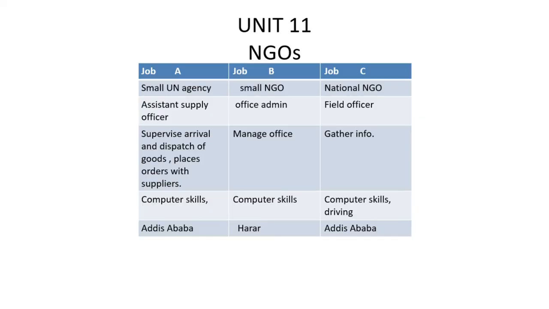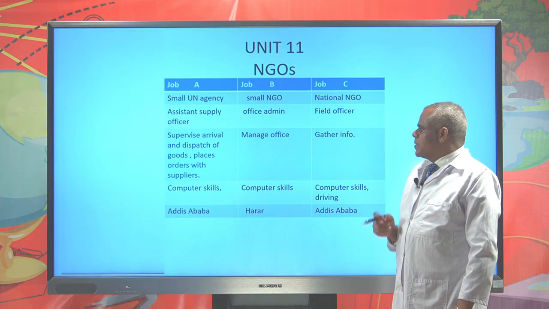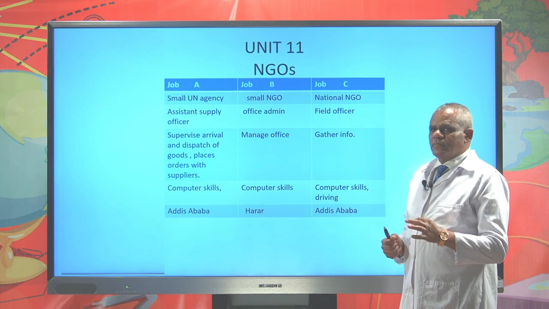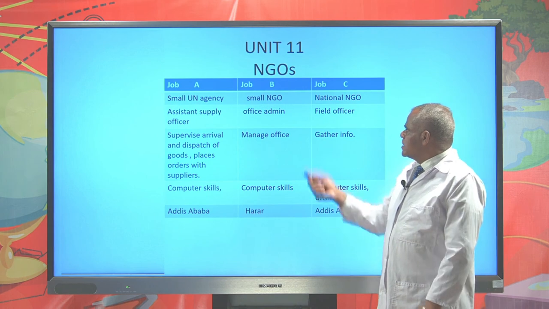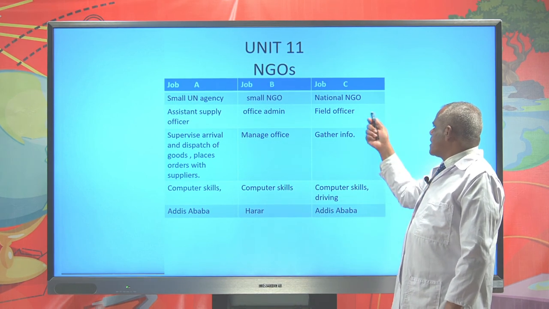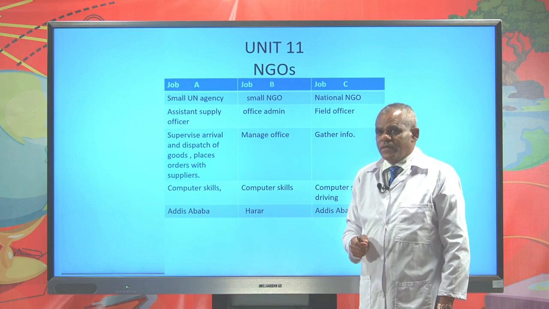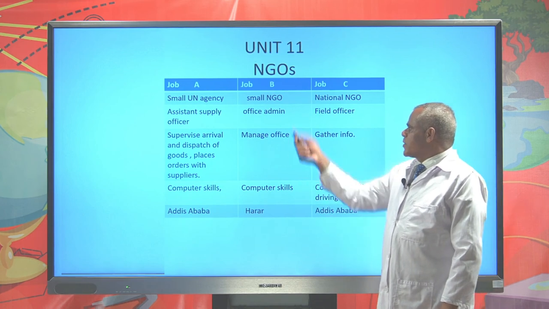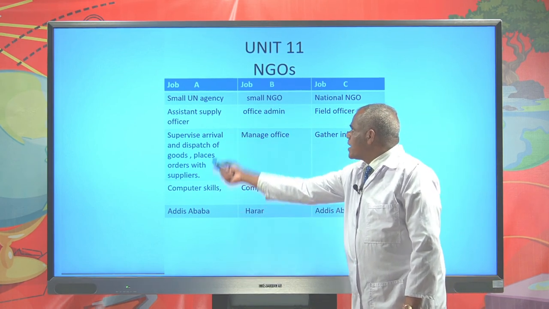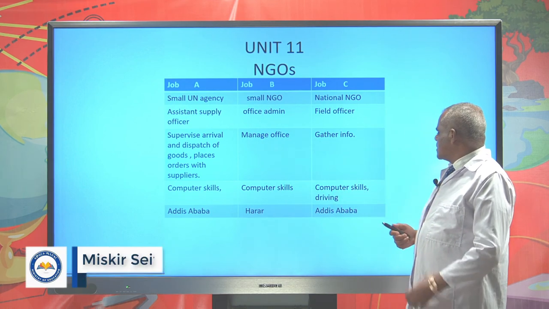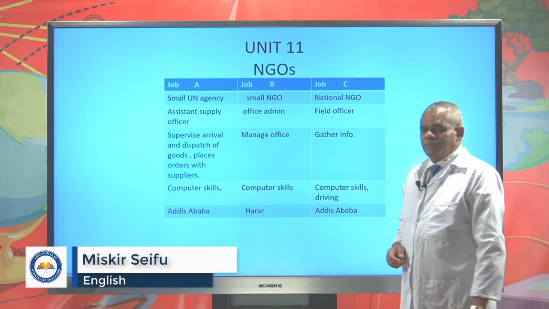And the skills. What kind of skills do they need? Job advertisement A needs what? Computer skill. You have to have good computer skill, definitely. Job B, definitely computer. They all need computer skill, except C needs a driving license. The location: job A is Addis Ababa, job B, Harar, job C, Addis Ababa.